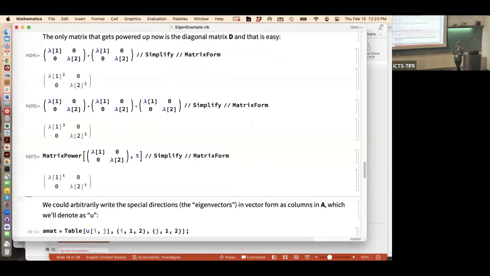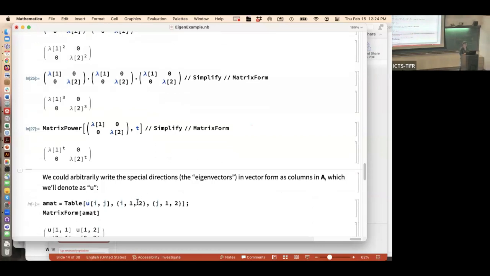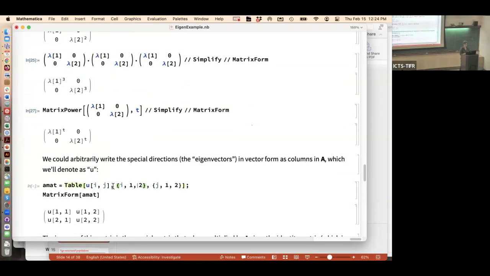So, recapping, what's A? A is a special matrix that has the eigenvectors, these directions, in each column. I have to order them in the same way. So the first eigenvalue has to go with a special direction that it's the growth factor for. And I have to write them in the same order. But I can do that in the columns of A. I'm just gonna call all those eigenvectors U. So these are the special directions. This is one special direction, this is the other, just arbitrarily.